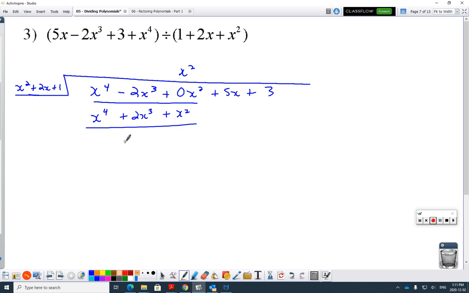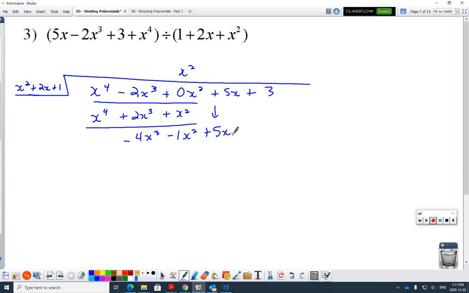I get negative 4x cubed, and 0 minus 1 is negative 1x squared. Be careful with the subtraction. Subtraction's a big issue here with these. Bring down the 5x, and again, there's three terms here, and that's really intimidating, except it's not really a big problem. It just means one more term you got to deal with as you do distribution and subtraction.